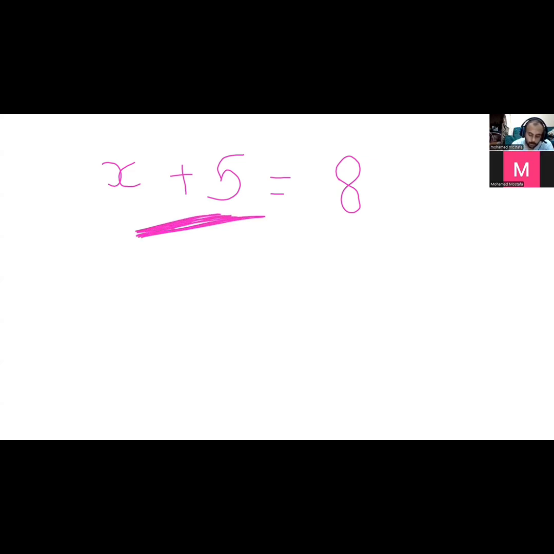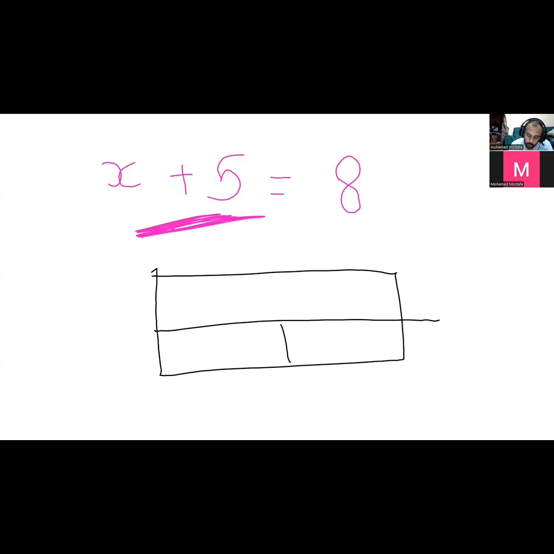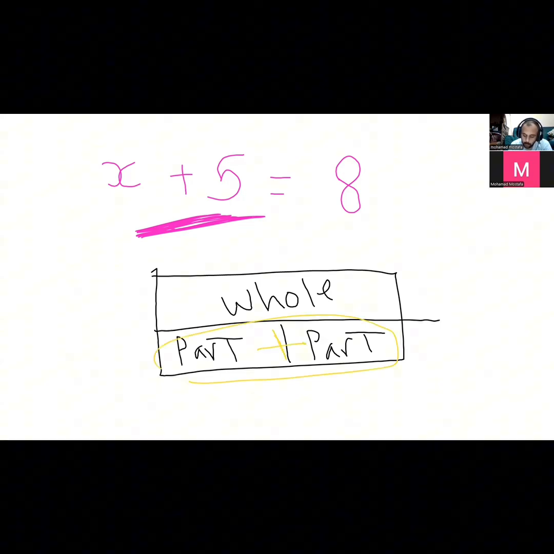What does the bar model say? The bar model is a rectangle: part plus part equals whole. Down we have plus, the two together. And up and down, minus. How can we answer it?